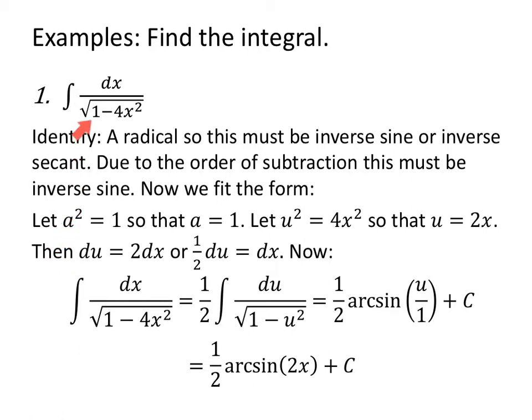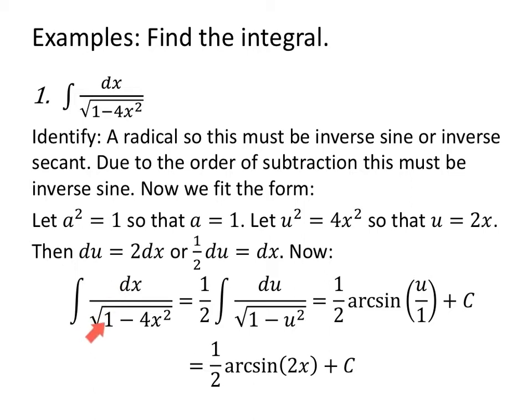We'll let a squared be 1, so that a equals 1, a is always positive. U squared equals 4x squared, so that u is 2x. What do I have to square to get 4x squared? I have to square 2x. Now the derivative of u is 2 dx, but I don't have an extra 2 hanging out here. So I will divide by 2 on both sides. 1/2 du is replacing dx.